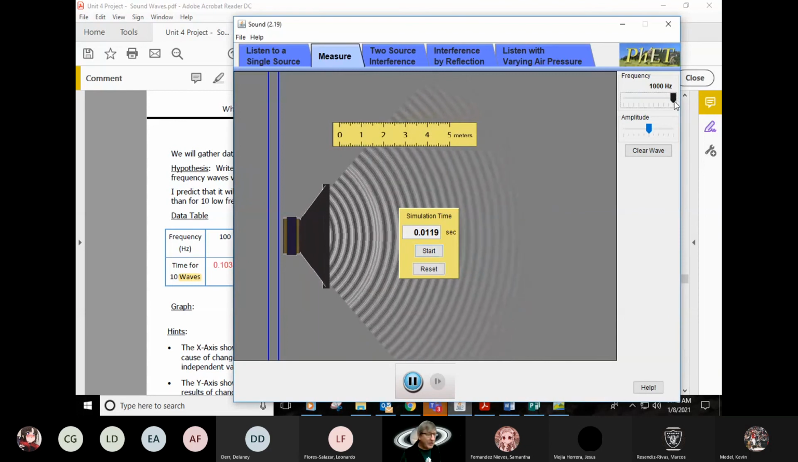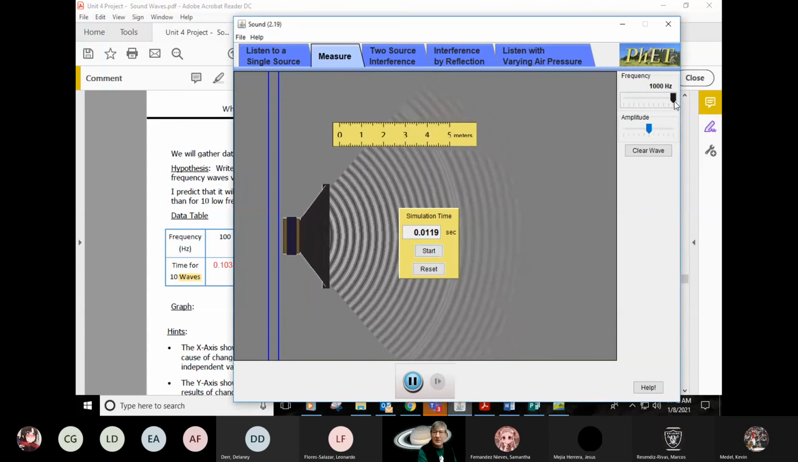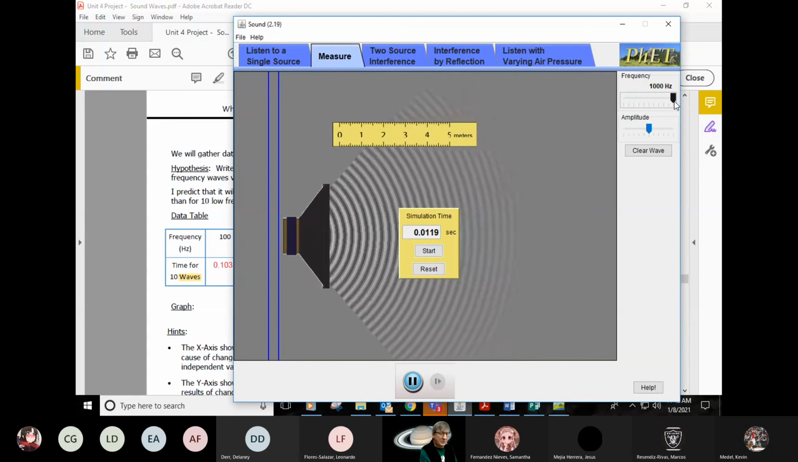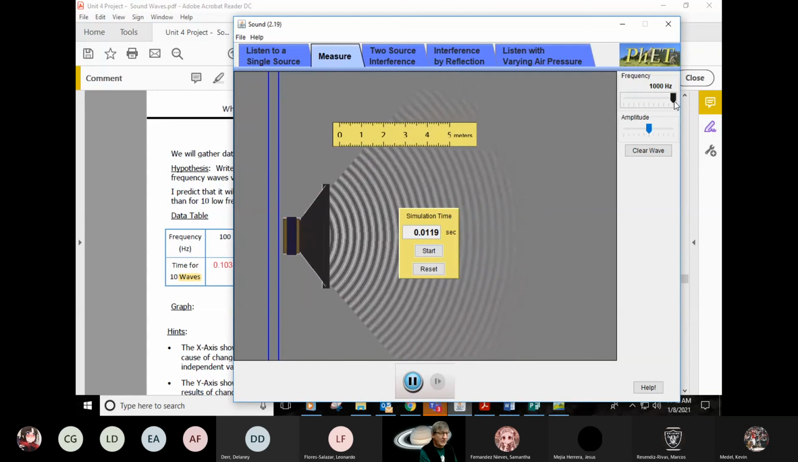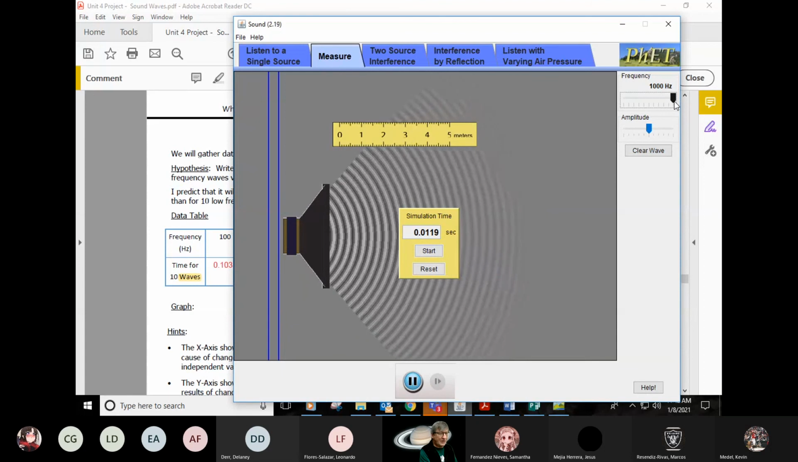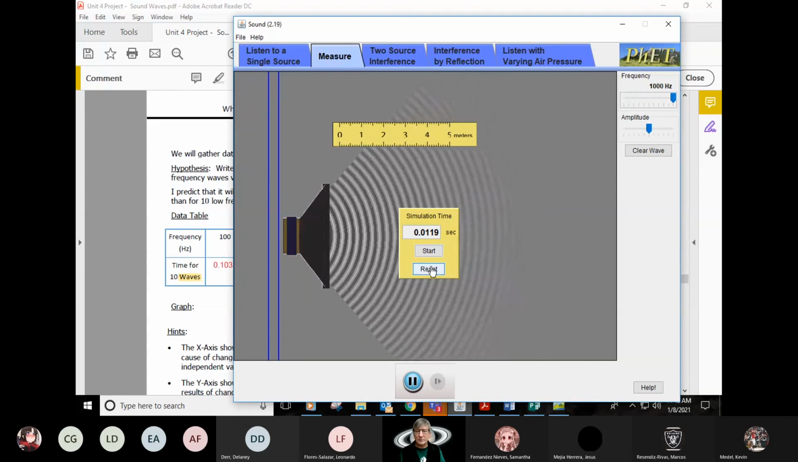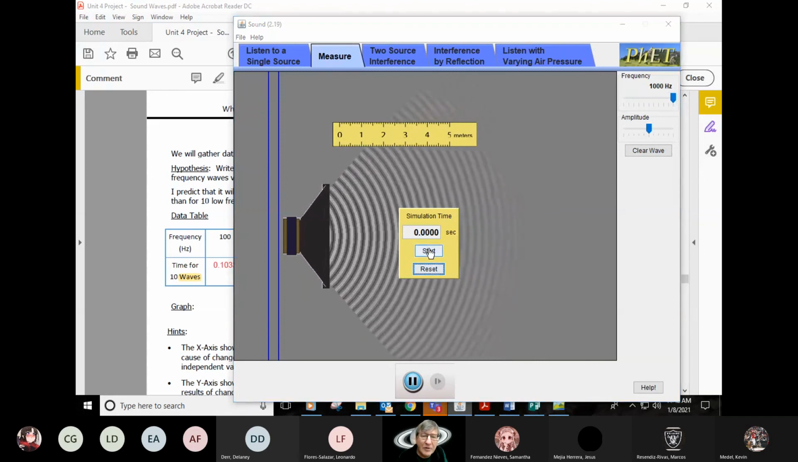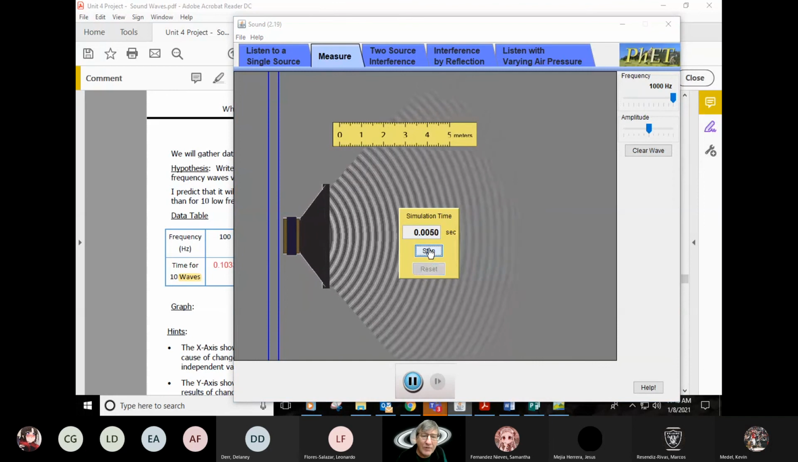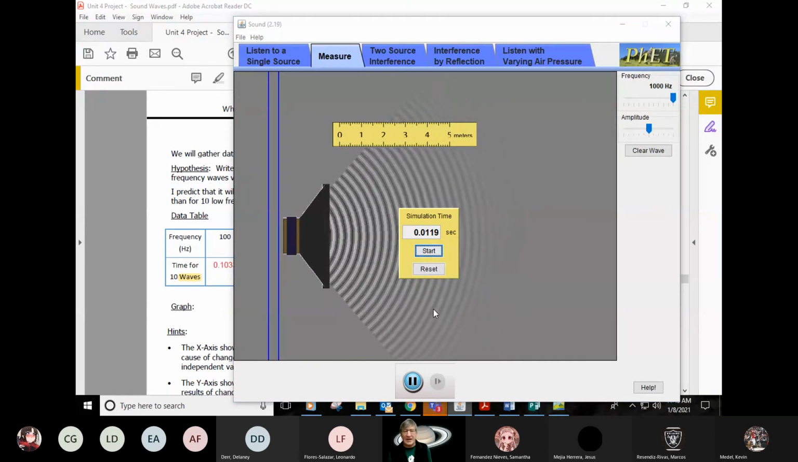And then the last one. Here's 900. Take it all the way up to 1,000. Resetting. 3, 2, 1, go. 1, 2, 3, 4, 5, 6, 7, 8, 9, 10. I think it's getting harder to measure. To start and stop it at the right time gets trickier and trickier. So I got 0.0119 seconds.